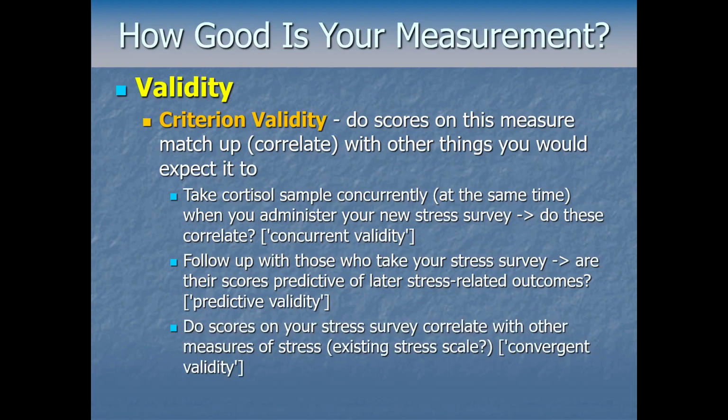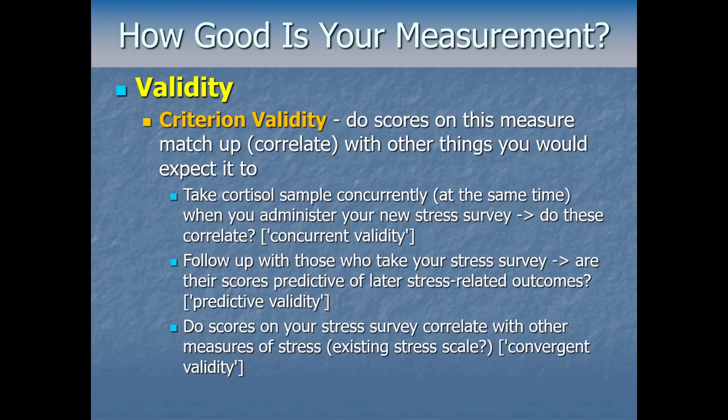And overall, we might ask, do the scores on your stress survey correlate with other known measures of stress that we have? Like, if there's an existing stress scale that's widely used, does the score someone gets on my scale correlate with the score they get on that scale? That's a question we might call convergent validity. It's just asking if these different ways of measuring stress converge on the same basic answer for a given person.